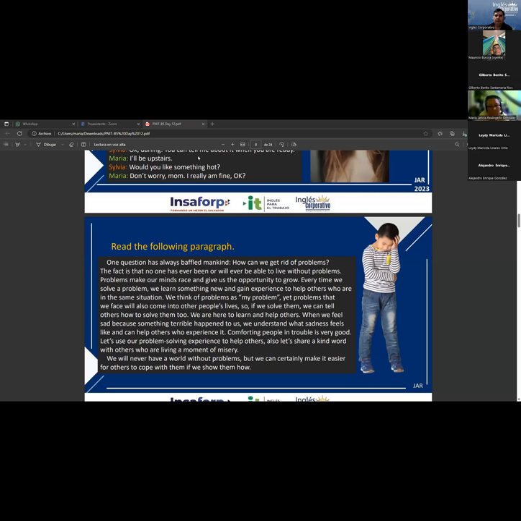Problems make our minds rise and give us the opportunity to grow. Every time we solve a problem, we learn something new and gain experience to help others who are in the same situation. Okay, Don Gilberto. Look at the words and read the words as they are, like to live, to help others, right? Okay. Continue.